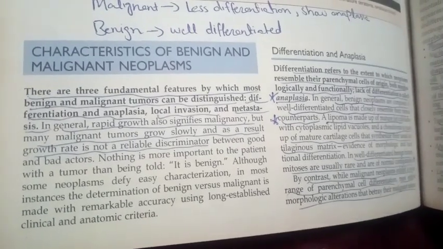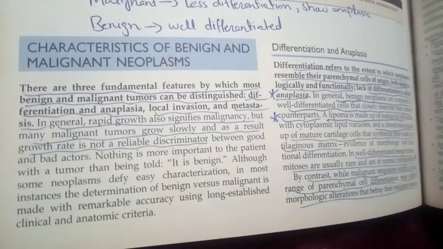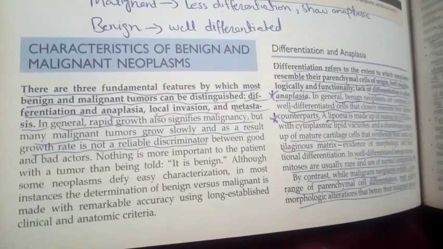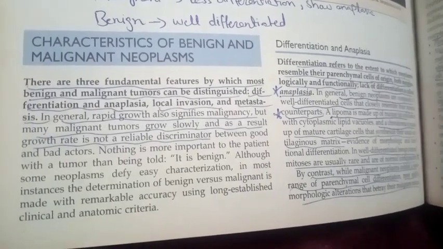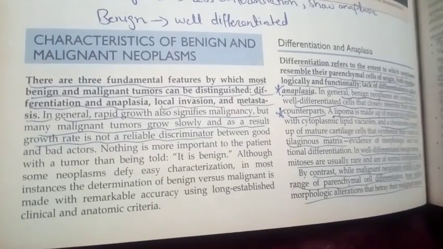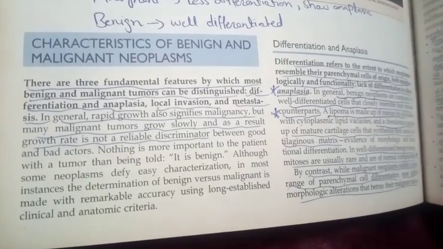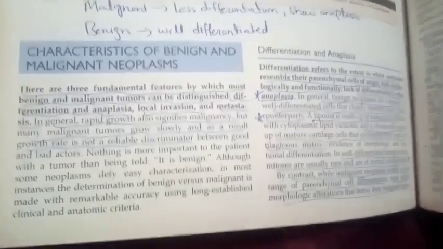Nothing is more important to the patient with a tumor than being told it is benign, although some neoplasms defy easy characterization. In most instances, the determination of benign versus malignant is made with remarkable accuracy using long established clinical and anatomical criteria.